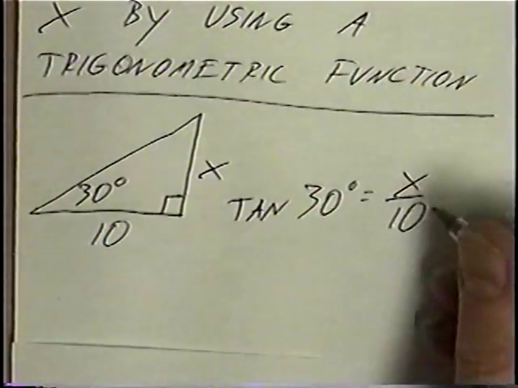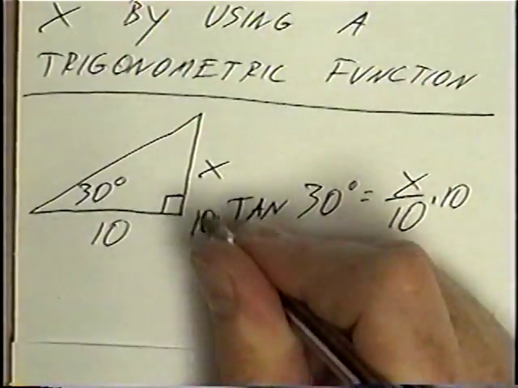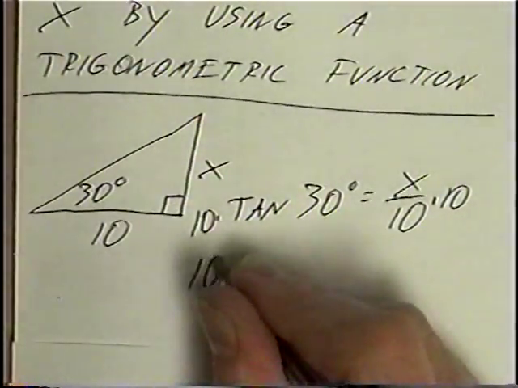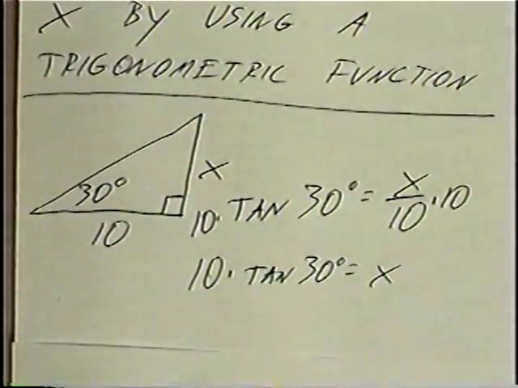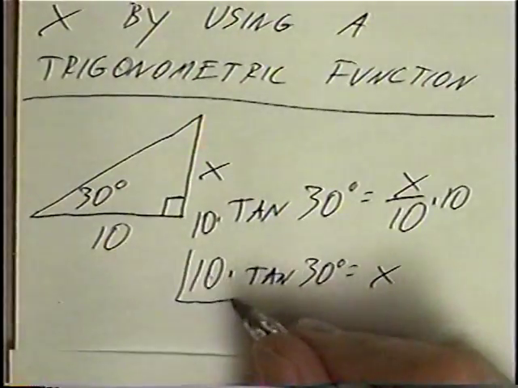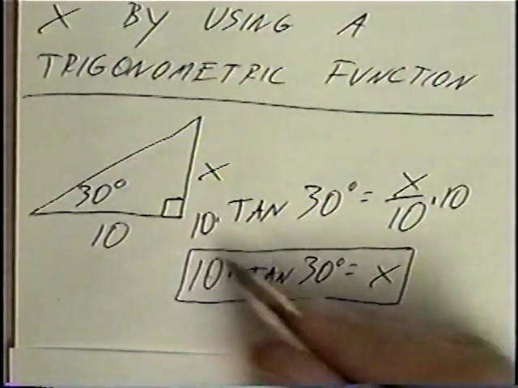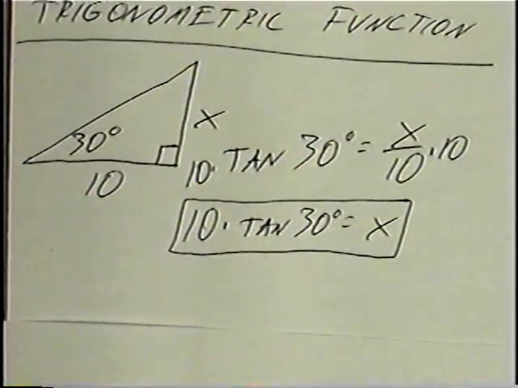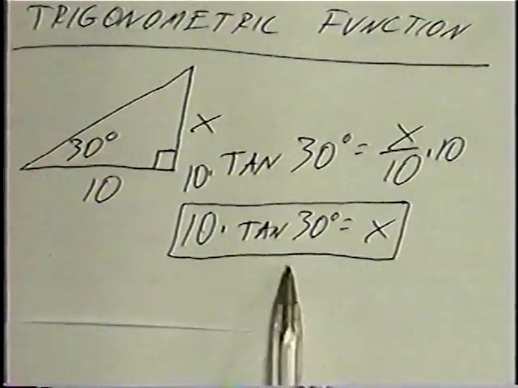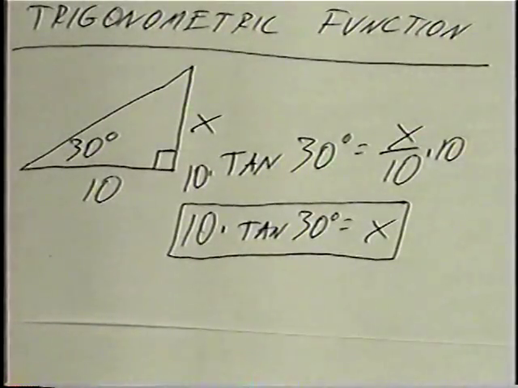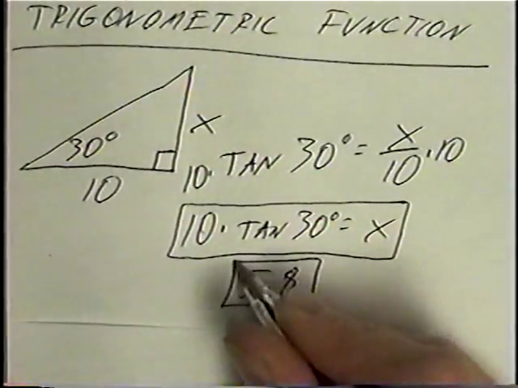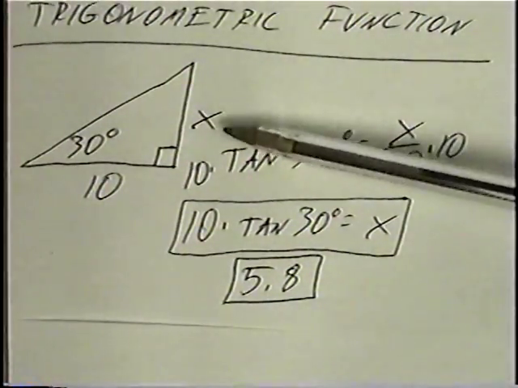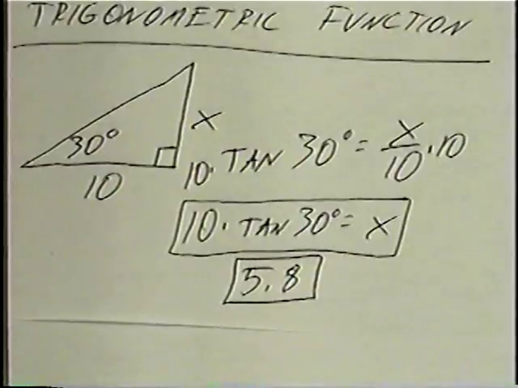Solving for x, we can multiply both sides by 10, and we'll have 10 times the value of tangent of 30 is equal to x. This will be one possible answer you can leave. If you wanted to further simplify, you could use a calculator for the tangent of 30, or you could also use the unit circle for tangent of 30. Using a calculator, 10 times the tangent of 30 would give you the decimal 5.8. So looking back at the right triangle, the length of x would be 5.8.